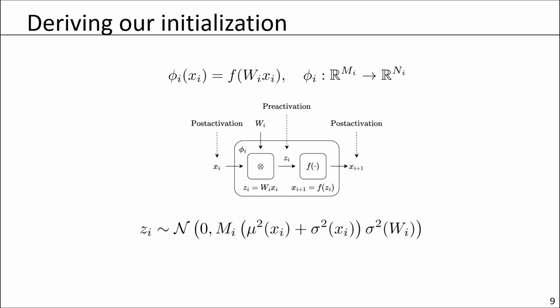Consider the ith layer of an MLP. Let's say the weights are initialized with 0 mean and some specific variance. What is the distribution of the pre-activations? We show that it is Gaussian with a specific form, mean 0, and variance that depends on the variance of the weights and statistics of the input to the layer.